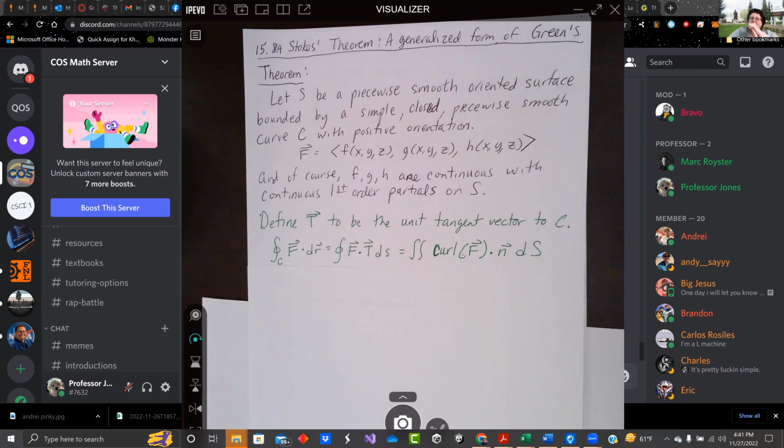We've seen a very specific form of Stokes' theorem before in Green's theorem. So let's see how we can generalize Green's theorem and get Stokes' theorem.